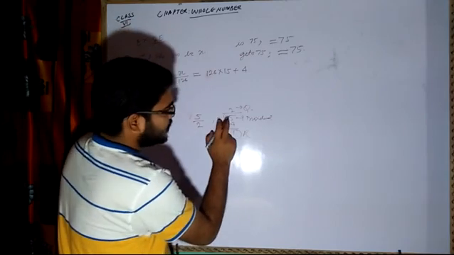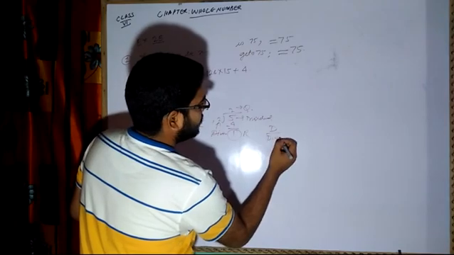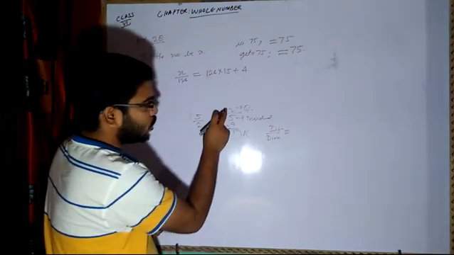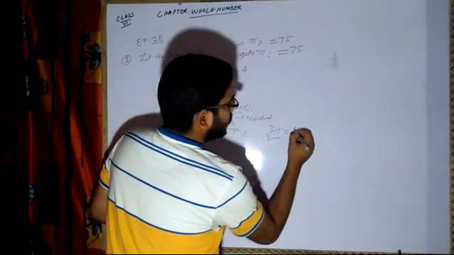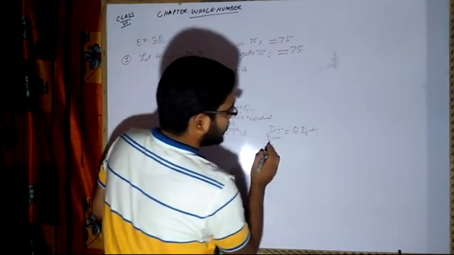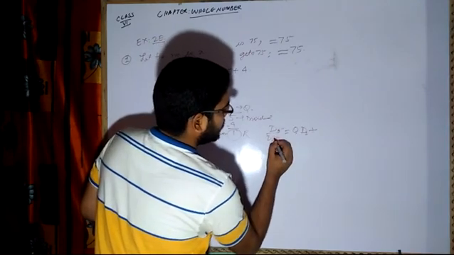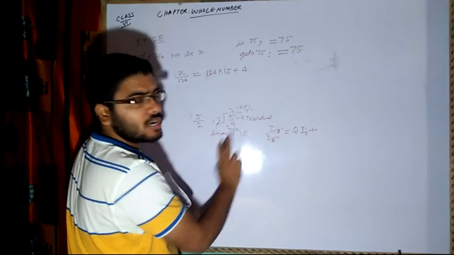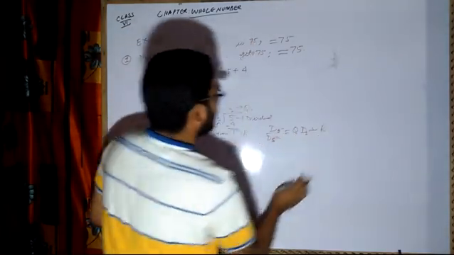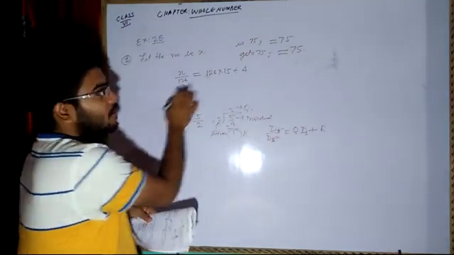Now, dividend divided by divisor is equal to quotient into divisor plus remainder. For divisor I am writing ds, and for dividend dd. Dividend equals quotient into divisor plus remainder. Now the quotient is 15, which will be multiplied with the divisor, plus 4.